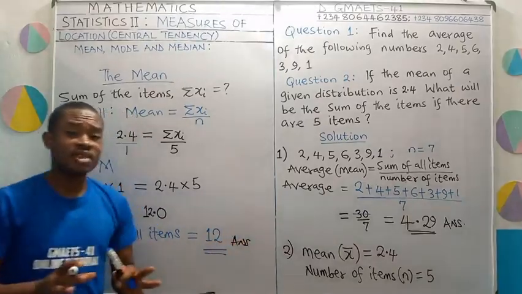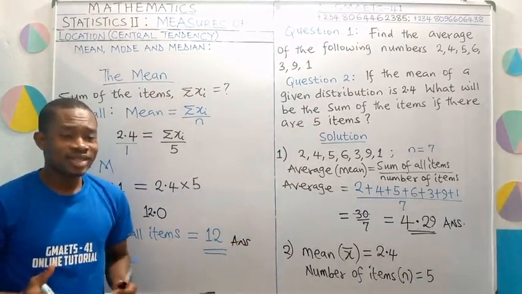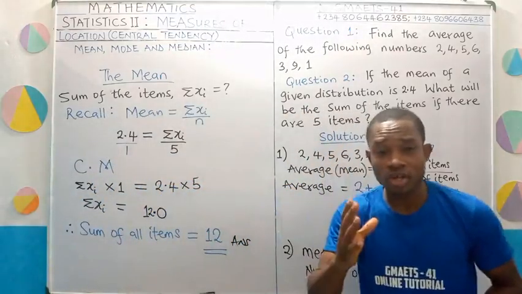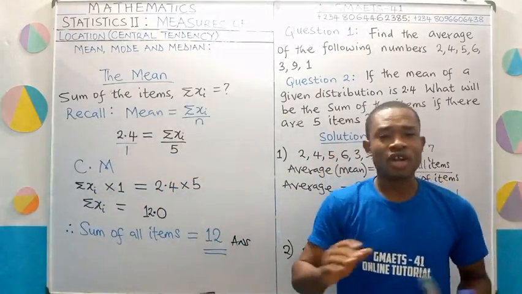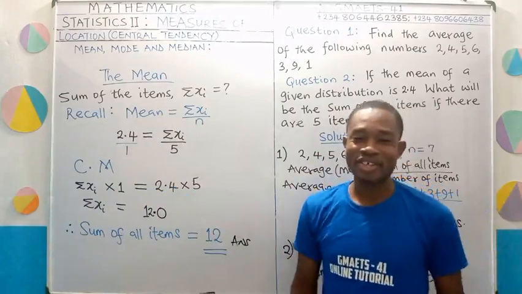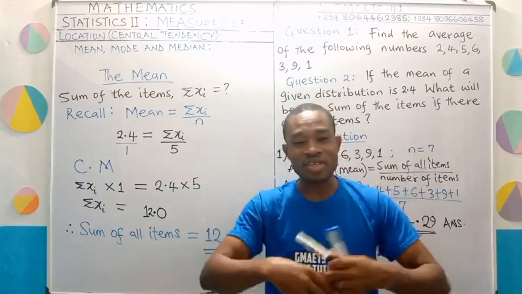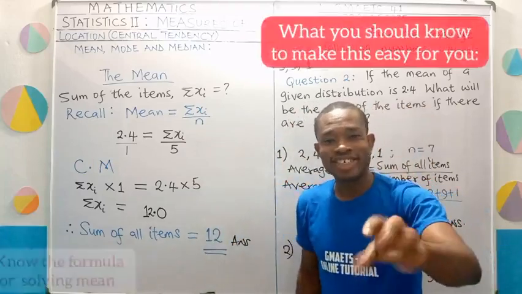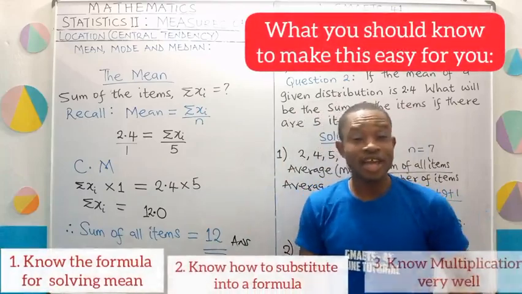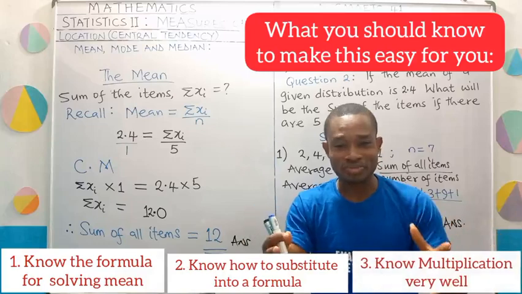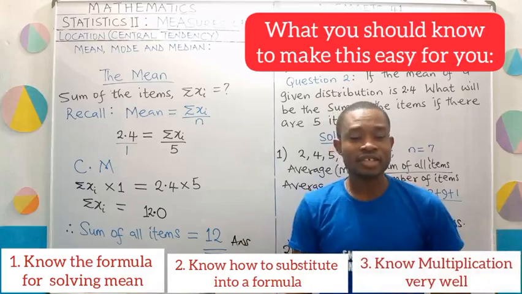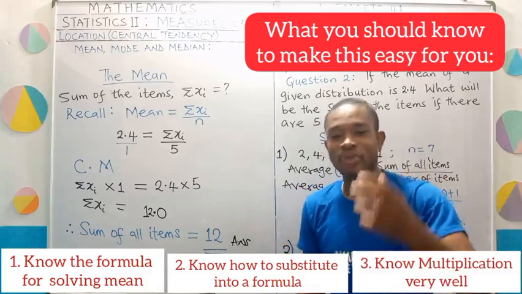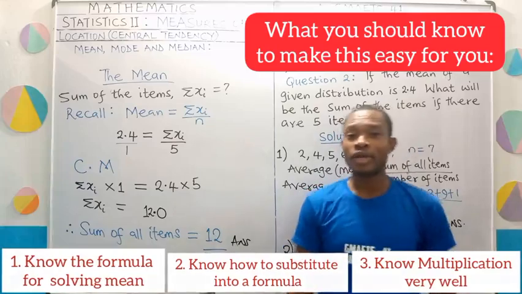So you see that this is pretty simple. It's not difficult. All you need to know is to memorize the formula for calculating average, for calculating mean. And when a question is given to you, just look at the nature of the question and then solve whatever you're asked to solve. Very important, the knowledge of multiplication. I have always sung that to you. And then don't forget that you need to know how to substitute, how to replace values into formulas.